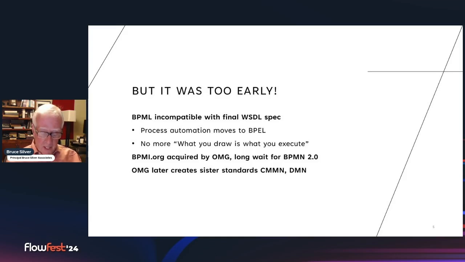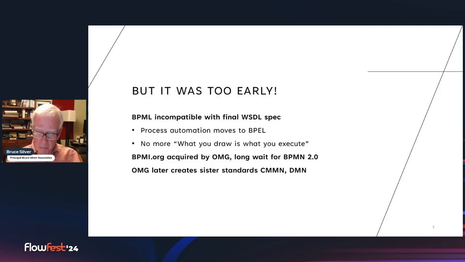And while the graphical notation BPMN remained popular with business for process documentation and improvement, it was not a perfect fit with BPEL for automation. So no longer could BPMN claim what you draw is what you execute. So as a consequence, BPMI.org withered and ultimately was acquired by OMG, which is a real standards organization. That was a benefit. It was not until 2010 that BPMN 2.0 finally gave BPMN diagrams a proper execution language.